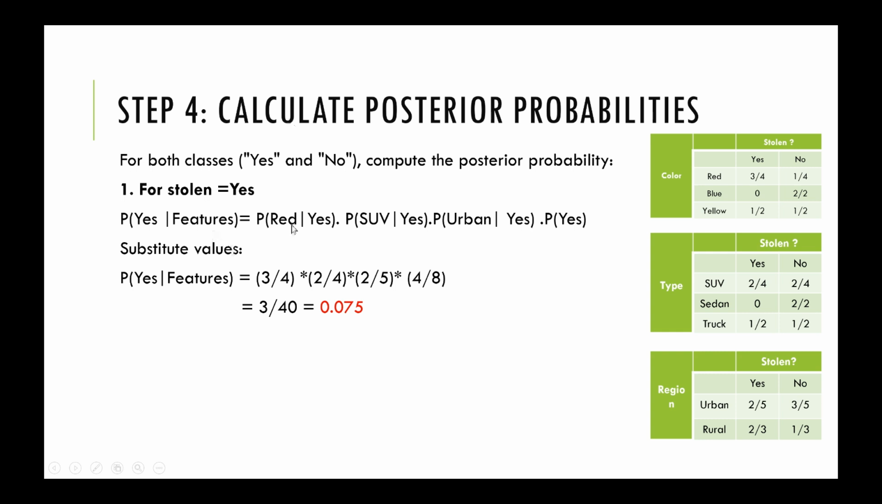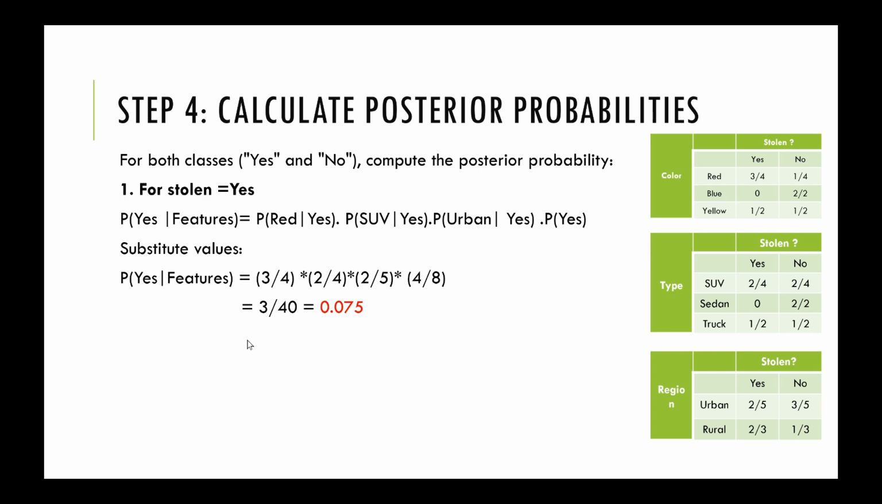Substituting the values: the probability of red is 3 by 4, SUV given Yes is 2 by 4, urban is 2 by 5, and the probability of Yes is 4 by 8. By simplifying this, we get 3 by 40, that is 0.075.